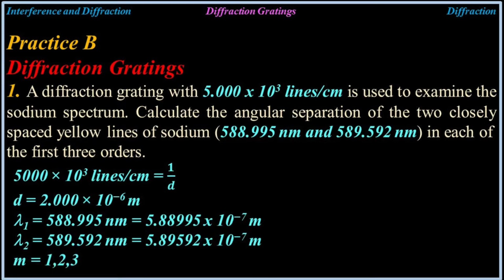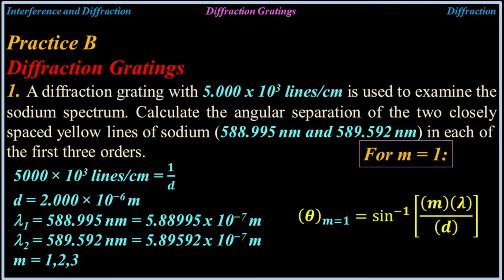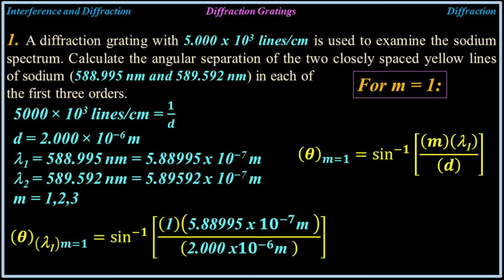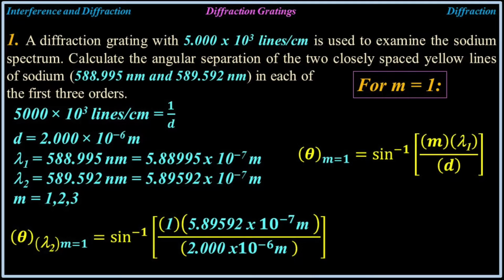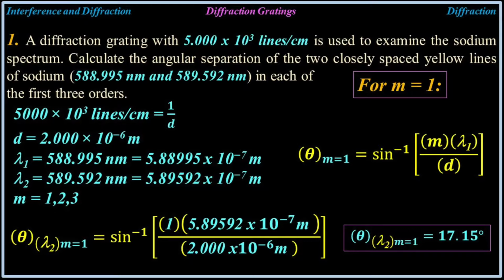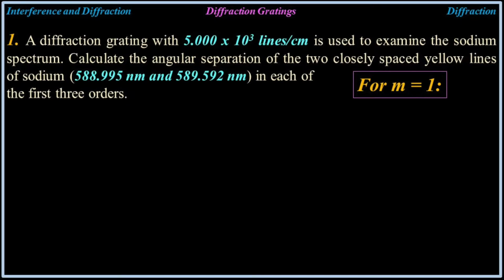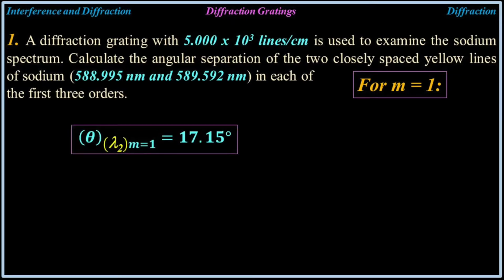Okay. So we're going to do the angular separation for each, lambda 1 and lambda 2. Notice the lambda 1 and lambda 2 are converted to meters. All right, this is m equals 1 for lambda 1. That's lambda 1, 17.13. And then notice the change. I put in lambda 2, and that's going to be 17.15. And now we'll calculate the difference for m equals 1, now that we have lambda 2 and lambda 1.